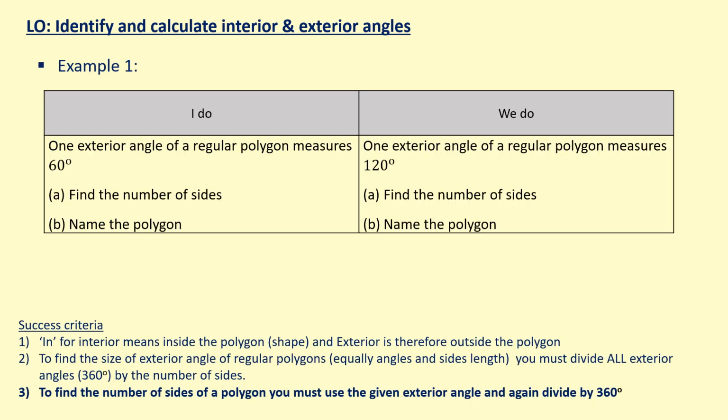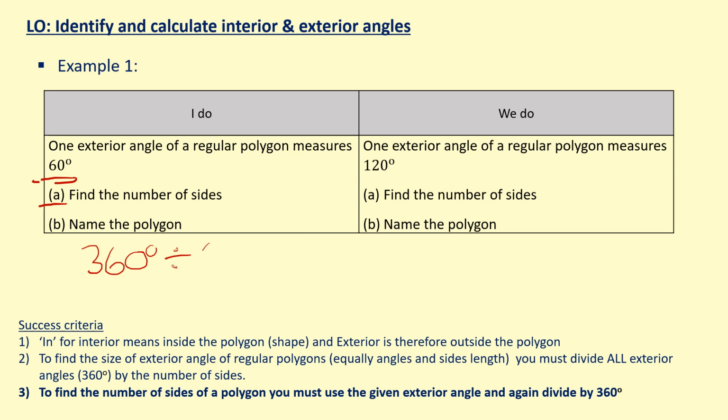Okay, moving on then. So now we've got just a couple of extra steps in our working out. We have been presented with the size of the angle. So let's read it in the I do. One exterior angle of a regular polygon measures 60 degrees, so it's given us that now. So we usually find that one angle. And A says find the number of sides. Well, we just use that exterior angle, and we do the same process, because we've still got 360 for all our exterior angles of this shape. So we just need to divide this by 60.